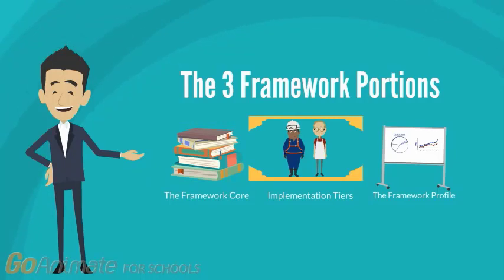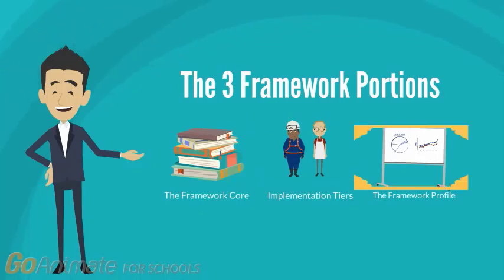Second are the implementation tiers. We can think of tiers as the degree of involvement a company takes regarding cybersecurity. Some organizations may value it less than others, which means they won't need or want as many security measures. Third, the framework profile serves to give organizations a goal to attain regarding their security standards.